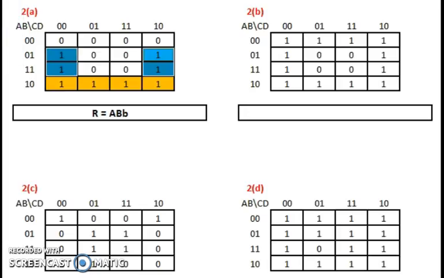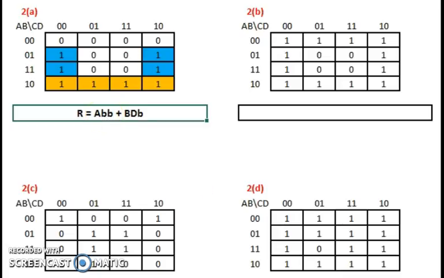So if you compare all the variables, only B and D do not change. Okay, A and C are changing. So B is 1, so it will become B, and then D, it is from 0 to 0, so it will become D bar. Alright, so for 2A, this will be the output: A, B bar, plus B, D bar. So this B is actually a capital B.